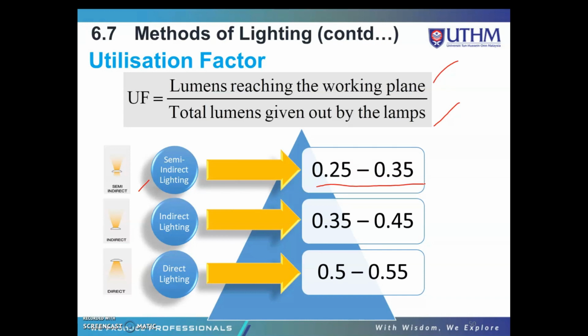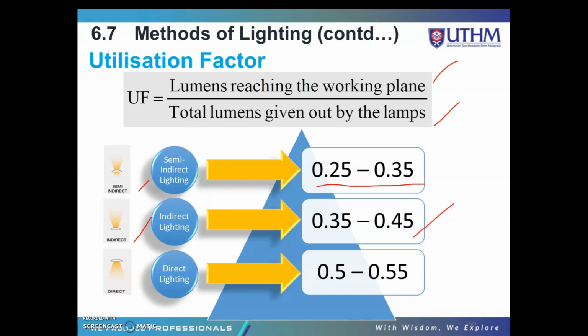The second one is indirect lighting. Indirect lighting are fixtures that direct the light upward to bounce off the walls or ceiling to light the room. So this one is the indirect lighting. The utilization factor is around 0.35 to 0.45.